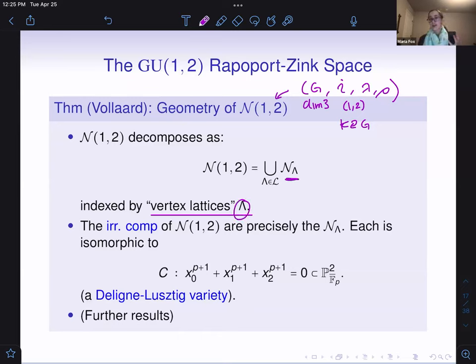One part of the trade-off of studying Rapoport-Zink spaces is that now there are infinitely many irreducible components. But they're all isomorphic, exactly to this Fermat curve we saw before, which makes sense because the geometry of the Rapoport-Zink space is supposed to reflect the geometry of the supersingular locus. There are also further results, but I just want to focus on these two parts of her result.